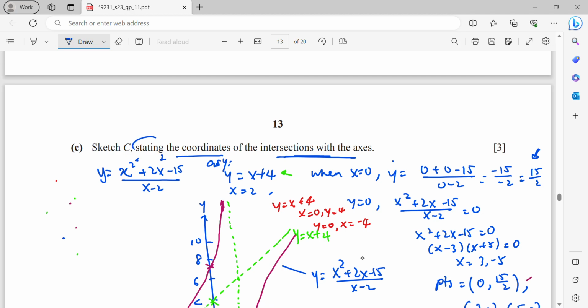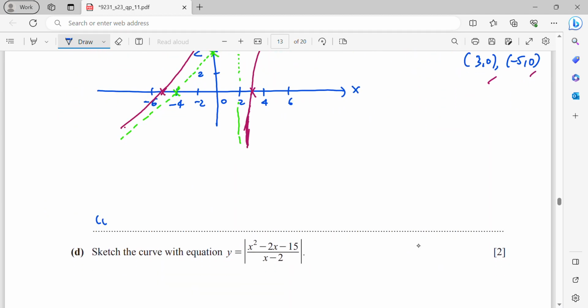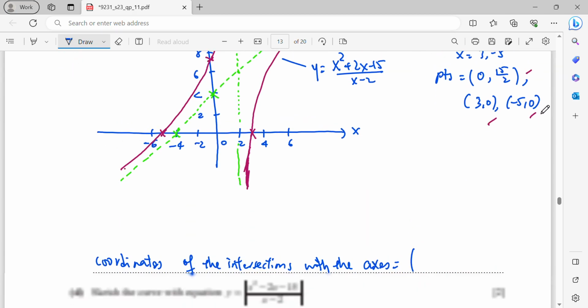Then you need to state the coordinates. So I will just state here the intersections with the axes equal to all these 3 points.